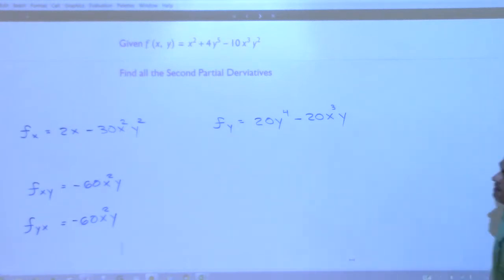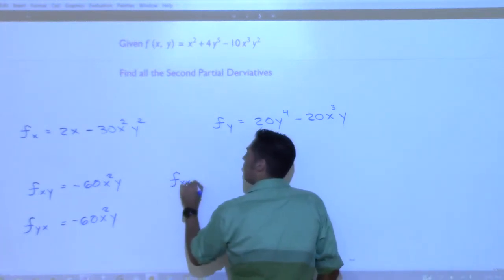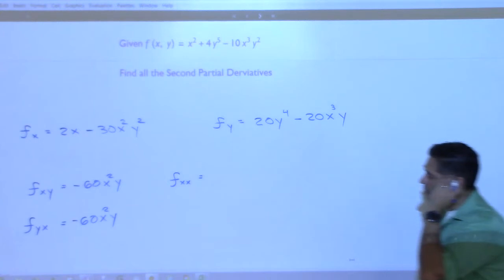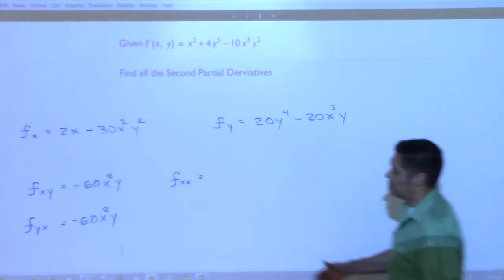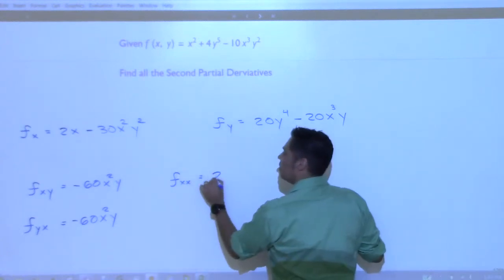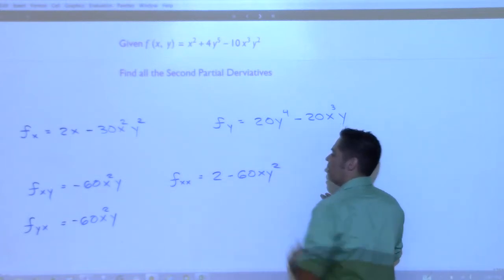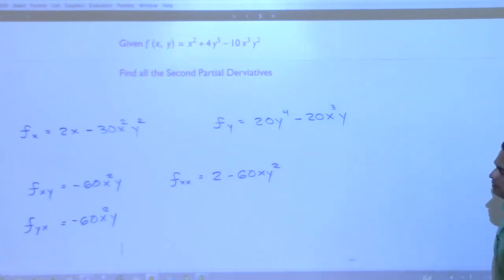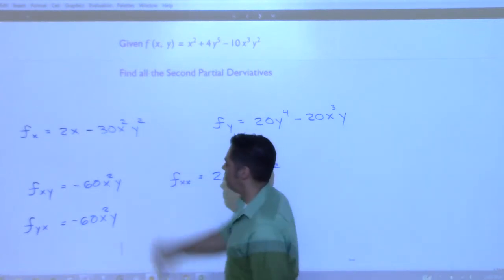Yes. All right, let's do f_xx. So f_xx means I want to take the derivative with respect to x first, then take that answer and take the derivative with respect to x again. So that's this, right? So 2, 60xy squared. There we're just popping the 2 out, right? The y squared is a constant.